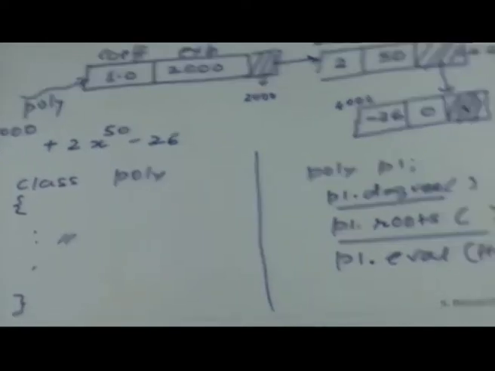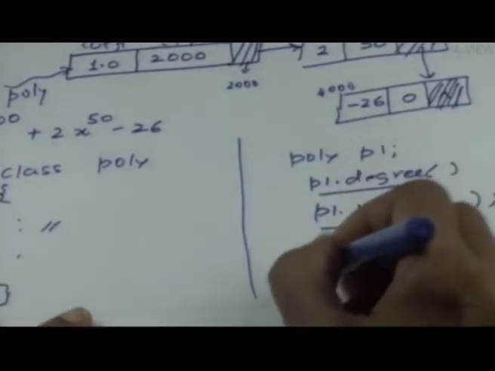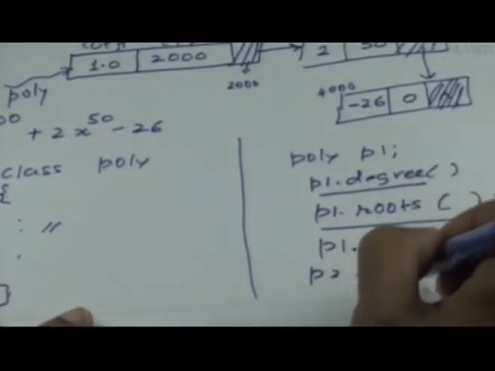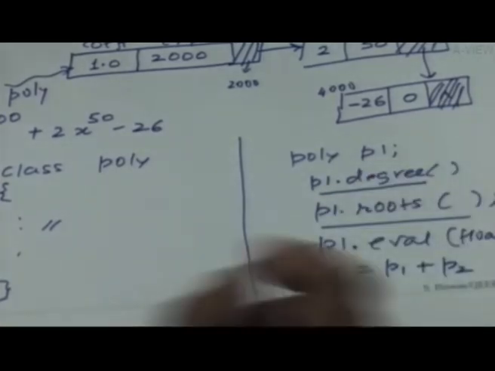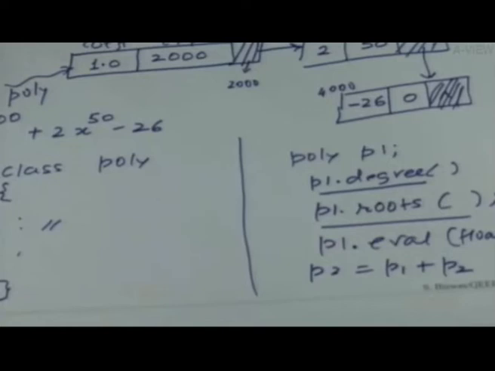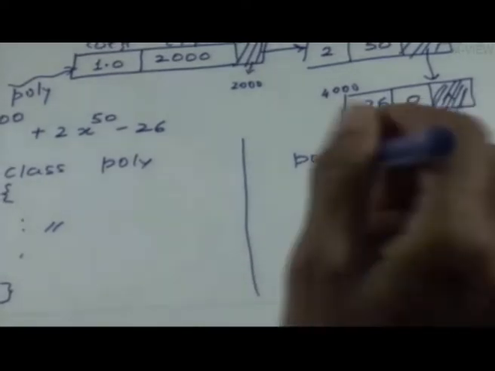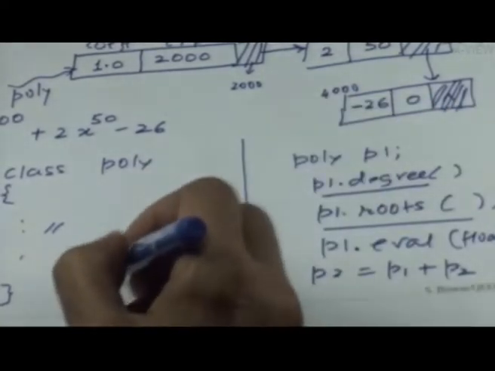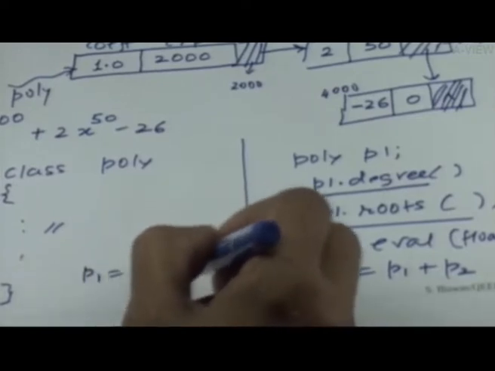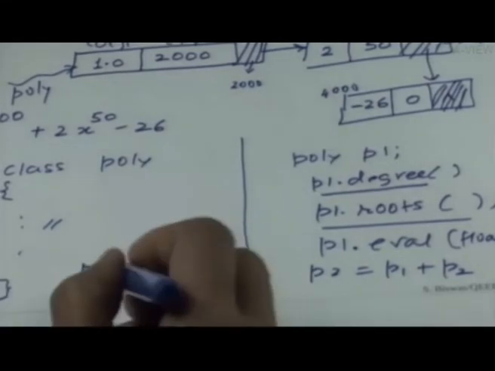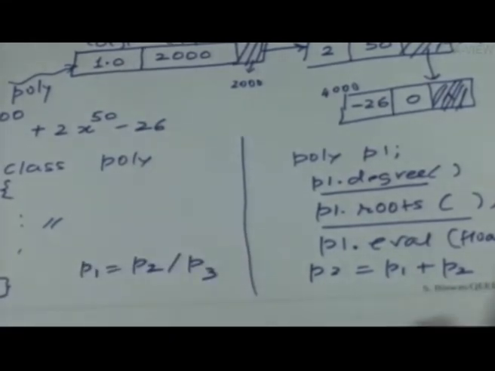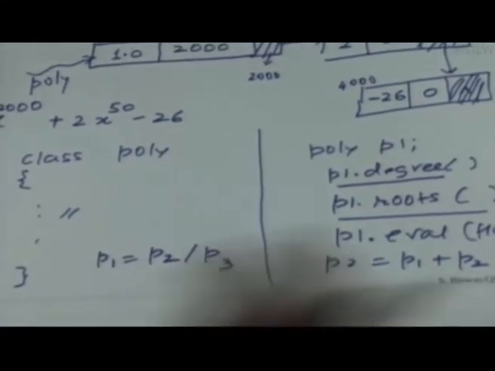Whatever you want. You want to add 2 polynomials. I should be able to write P2 equals P1 plus P2. Done. Just like you add 2 numbers, I'll add my polynomials. I can divide 2 polynomials in the same manner if you wanted to. I could also write P1 equals P2 division P3. This is the power of the polynomial as a class.